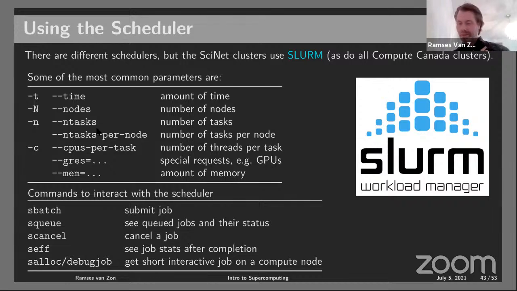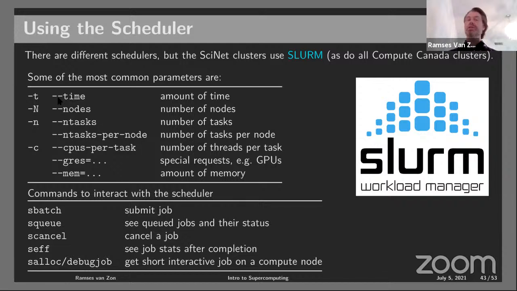A good question, whether the dash T amount of time includes the waiting time, and that is not the case. So this is just the time it will take for your job. It doesn't include the waiting time. It would be hard to do that because you can't really predict what the waiting time is. So it'd be almost impossible to give the right amount of time to serve.